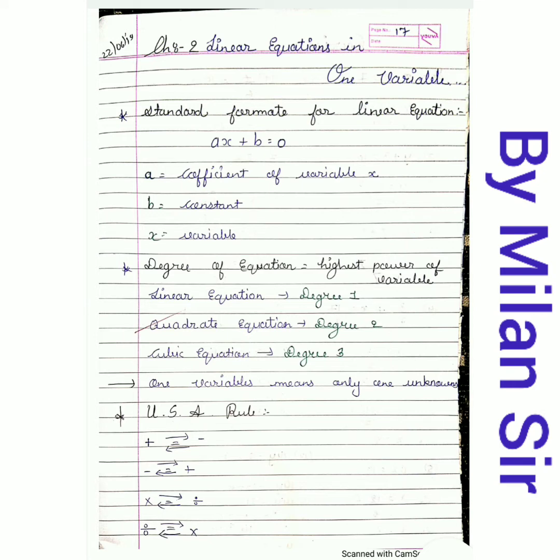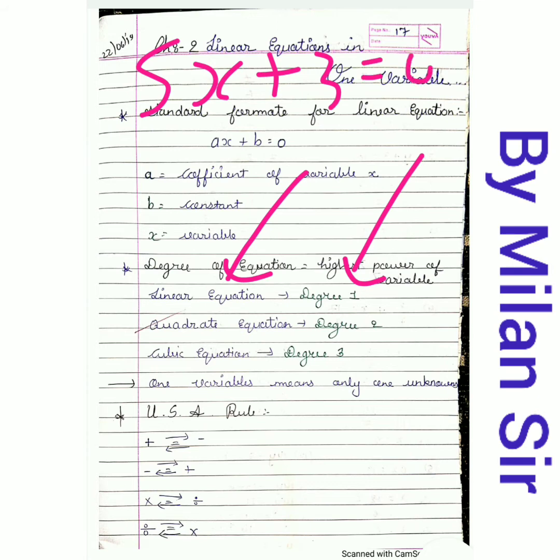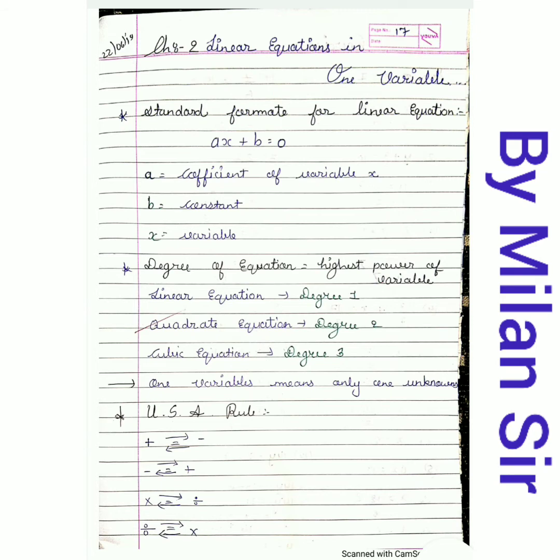Now if the degree is equal to 1, then it is a linear equation. For example, 5x plus 3 is equal to 0. Here the variable is x, and x has only exponent 1. That's why we can say the degree of this equation is equal to 1. The highest power of the variable is 1, so the degree is 1, and it is called a linear equation. Even in the standard form, the exponent of the variable x is 1, that's why it is a linear equation.